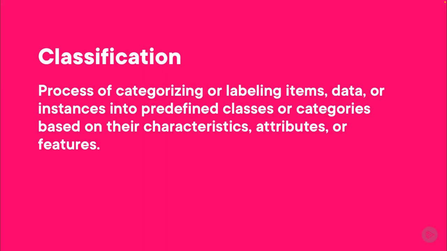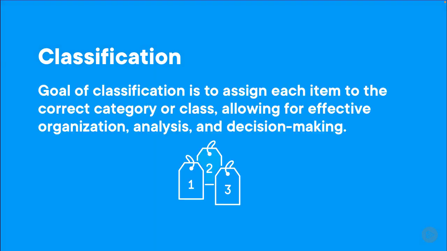Classification is the process of categorizing or labeling items, data, or instances into predefined classes or categories based on their characteristics, attributes, or features. The goal of classification is to assign each item to the correct category or class, allowing for effective organization, analysis, and decision making.